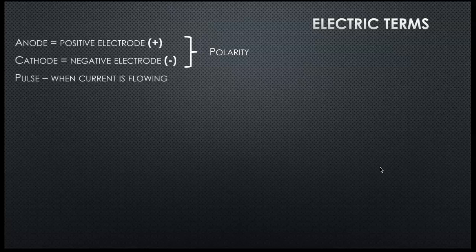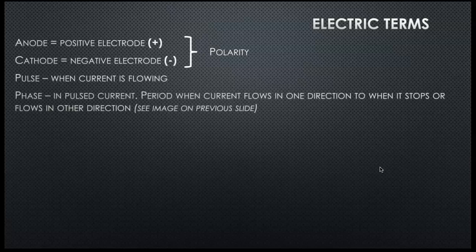Okay, a pulse, when a current is flowing. A phase is kind of like a pulse. It's in pulsed current, right? It's a period when the current flows in one direction to when it stops and flows in the other direction. Just like what we just watched on that last slide. A burst. A burst is a series of pulses delivered all at once in a group. So you might have a burst of like 10 pulses, but they're all delivered together, like really rapidly, like right in a row.